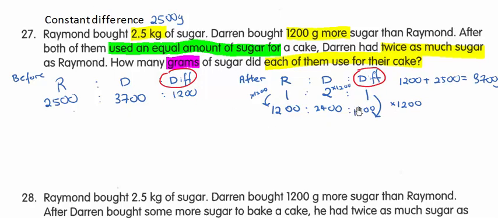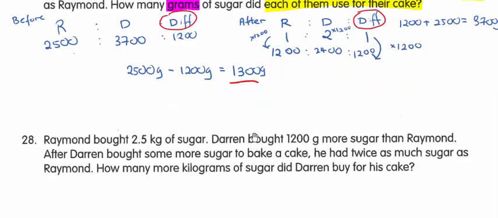Okay, so now my difference becomes the same, so I can compare. Because both of them use the same amount, it doesn't matter whether I compare Raymond or Darren, we should get the same answer. So let me use Raymond instead. 2500 grams before minus 1200 grams after, and the difference will be 1300 grams, and that will be our answer. And if you check Darren, 3700 minus 2400, you should get 1300 as well. Okay, last question.